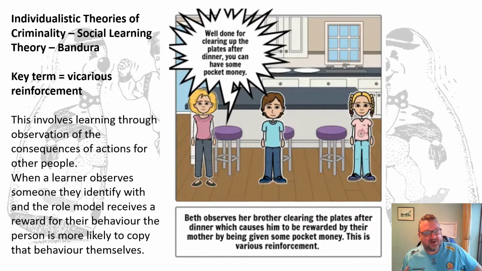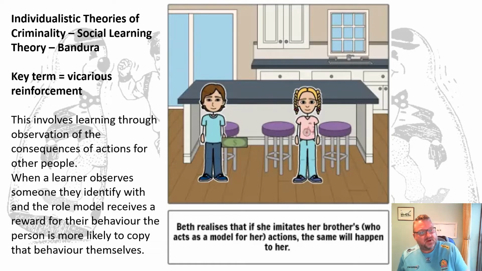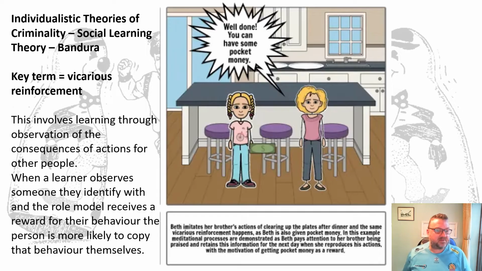here's Beth observing her brother cleaning up the plates after dinner. Well done for clearing up the plates after dinner, you can have some pocket money. So she sees her mother giving her brother pocket money for clearing up the plates. Vicarious reinforcement. Beth realises that if she imitates her brother, who acts as a role model for her, the same will happen to her. So then we get Beth clearing up the plates, and well done, says Mum, you can have some pocket money. That basically is vicarious reinforcement.